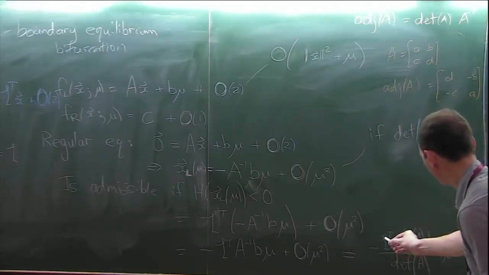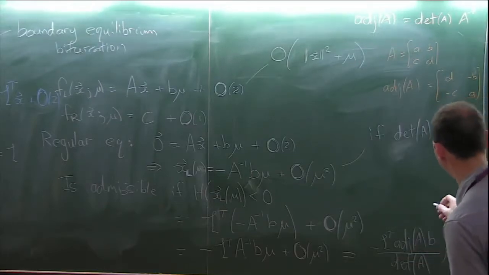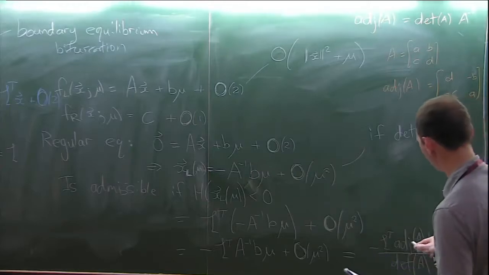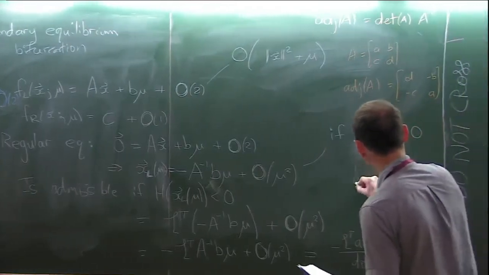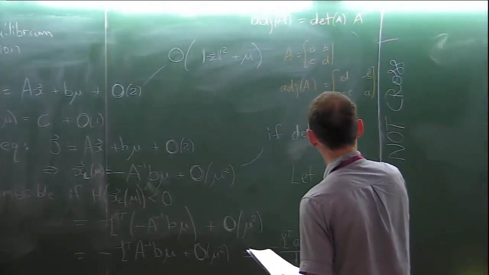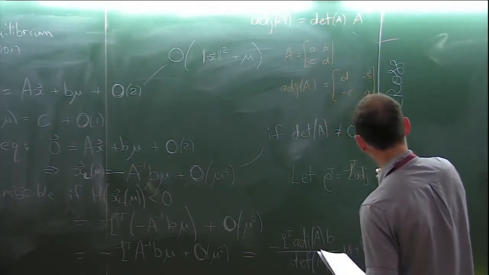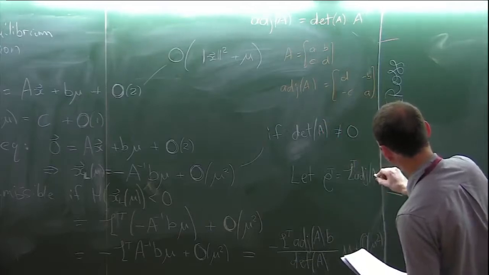Okay, so we've got zeta transpose the adjugate of A. That vector I'm going to give a special name. Let rho transpose equal zeta transpose adjugate of A. I'm trying not to cross the line there.